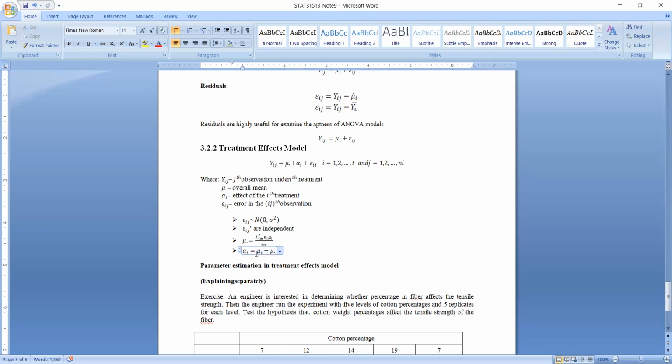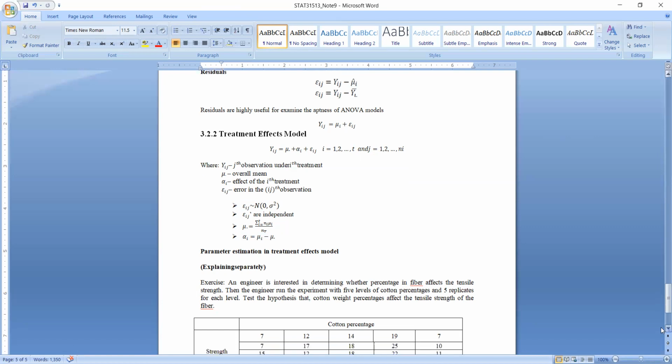You can see if you just substitute mu i minus mu dot for alpha i in this treatment effects model, then again this will convert into the treatment means model, right? So it's the same thing, but here we have rearranged the terms in a different way to analyze the effect of the treatment separately. So whatever model we use, we can do the calculations and come up with the same conclusions. So these are the two models that we are going to use when it comes to completely randomized design.